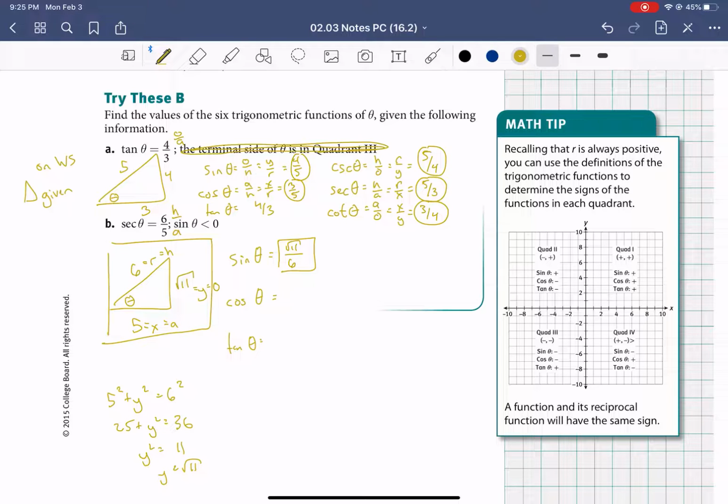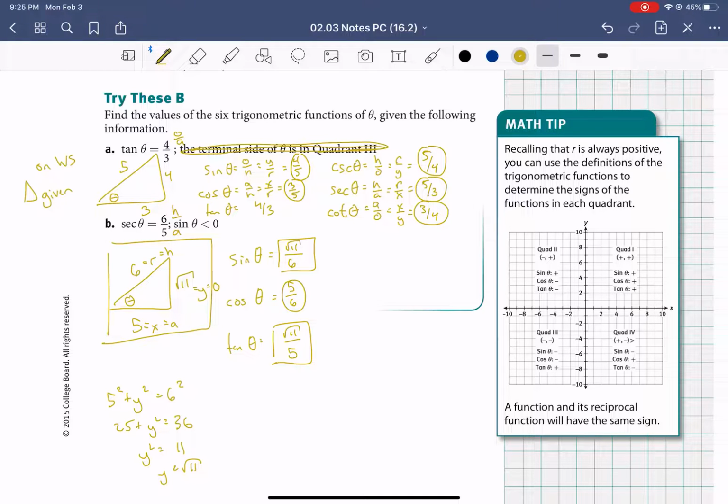Cosine is the adjacent over the hypotenuse. So that is 5 over 6. Tangent is opposite over adjacent, or y over x. So here we do square root 11 over 5. So those are the first 3. Those are our original trig functions.